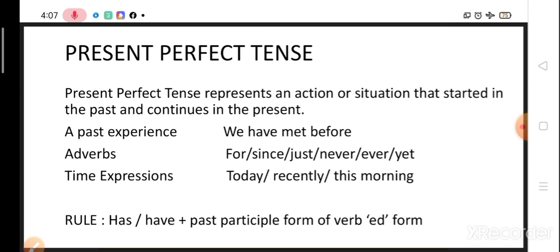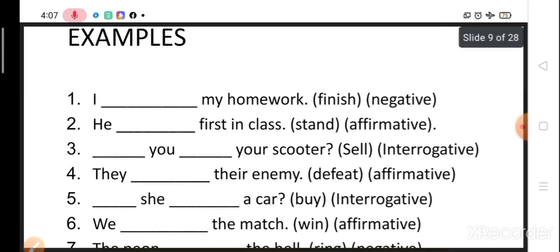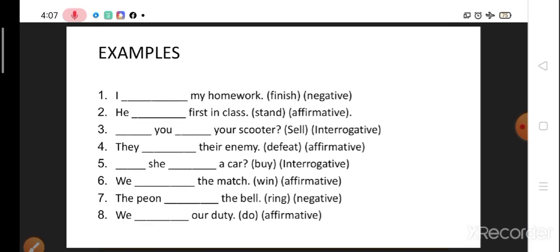Now the rule for this present perfect tense is has or have plus past participle form of the verb, that is the ed form of the verb. So we will put have or has plus ed form of the verb. Now let us see a few examples. Now children, let us see the rule. When do we use have and when do we use has?